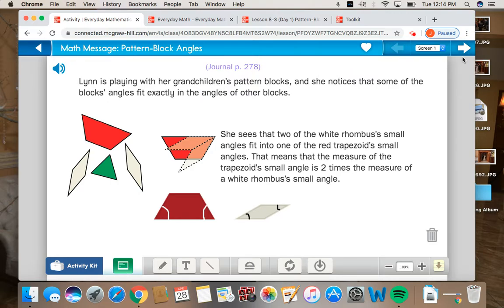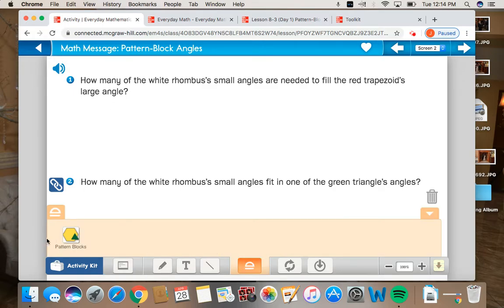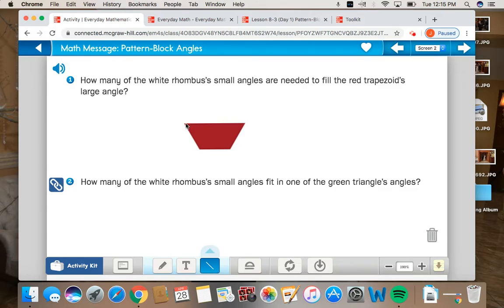Let me go back in to number 1. How many of the white rhombus's small angles are needed to fill the red trapezoid's large angle? So of course, I'm going to pull up my pattern blocks. And I want to focus on the red trapezoid's large angle. And these are the large angles up here. So I'm just going to turn that around, make it a little bit easier. And the angle that I want to focus on, I'm just going to look at one of the large angles. So I'm going to look at this angle right in here.